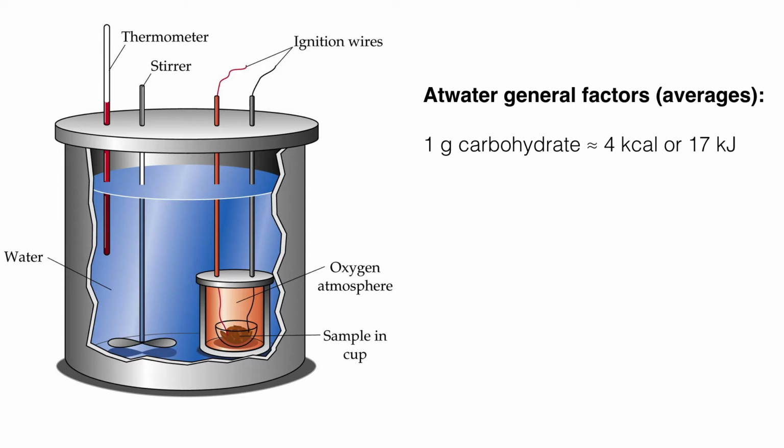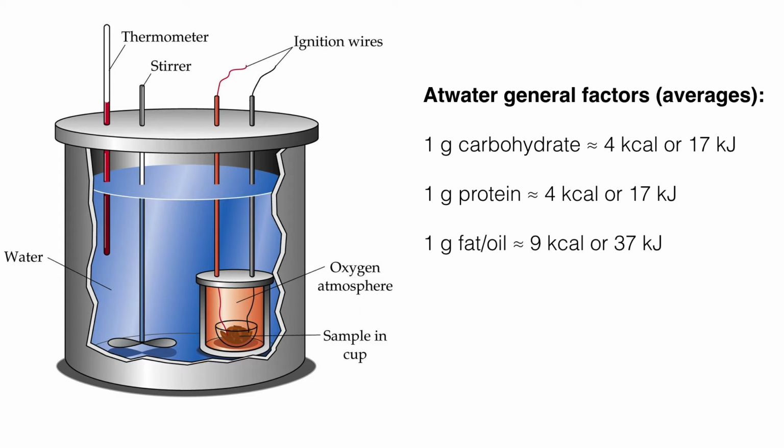1 gram of carbohydrate is equivalent to, very close to, 4 kilocalories or 17 kilojoules. 1 gram of protein is the same. It's equivalent to something around 4 kilocalories or 17 kilojoules. Fat, on the other hand, or 1 gram of fat or oil, is equivalent to 9 kilocalories or 37 kilojoules, so a little bit more than twice as energy dense as protein or carbohydrate. I did mention alcohol before, and here it is. 1 gram of alcohol is equivalent to about 7 kilocalories or 29 kilojoules, so actually between protein or carbohydrate and fat in terms of calories.